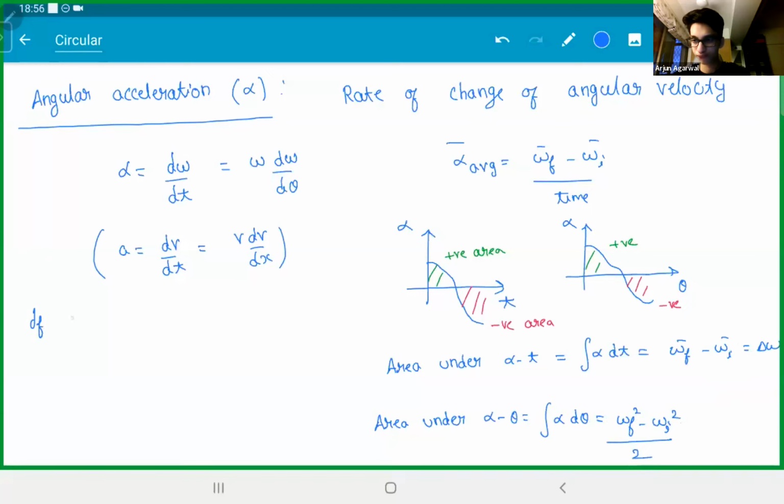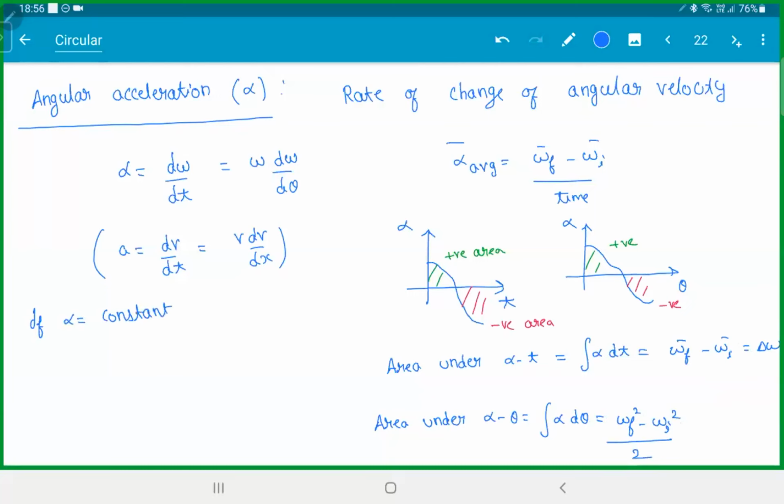And if alpha is constant, we can write omega final minus omega initial is equal to alpha t. Delta theta is omega initial into time plus half alpha t square. Everything you studied in kinematics will be there. Omega final square minus omega initial square is 2 alpha delta theta. Omega final in place of v, omega initial in place of u, alpha in place of a, and theta in place of s.